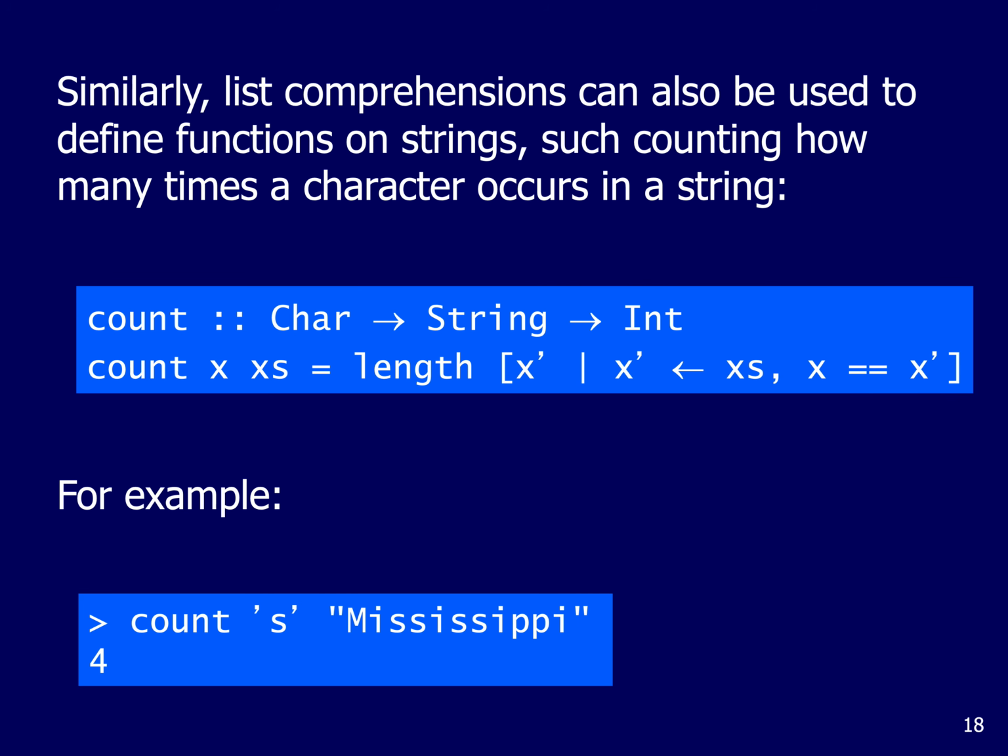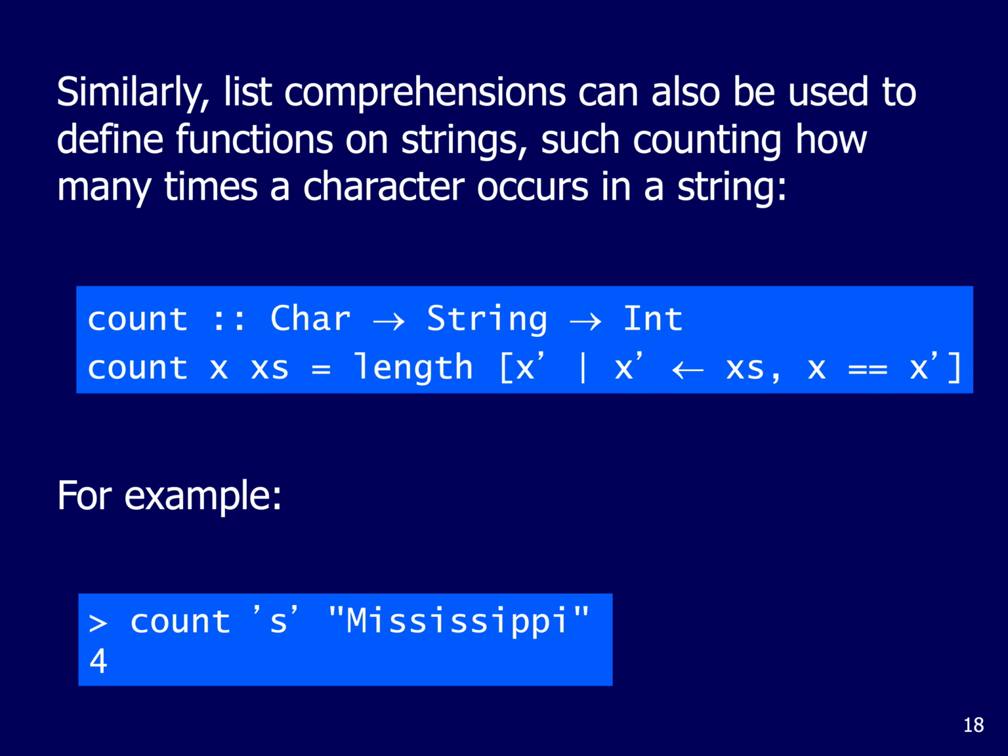So that little list comprehension, for our example at the bottom, would return the list comprising the 4 S's which are in Mississippi. And then we take that list of 4 S's and we simply compute its length. Okay, so a very nice Haskell style way of defining this count function.